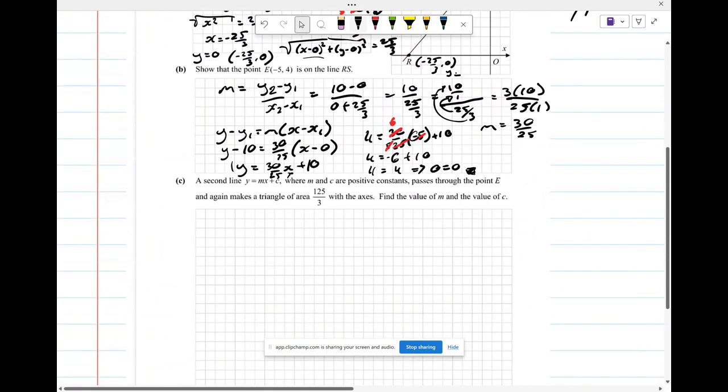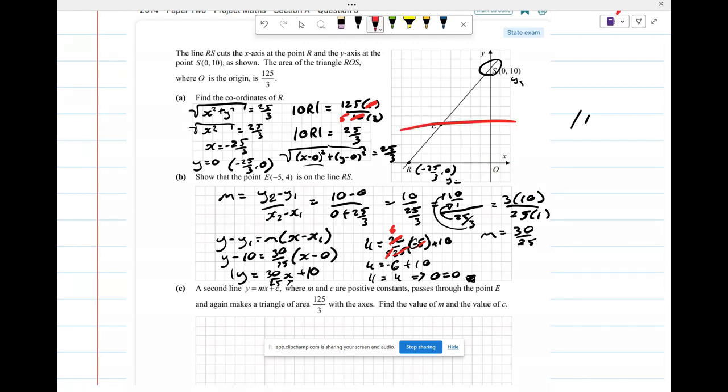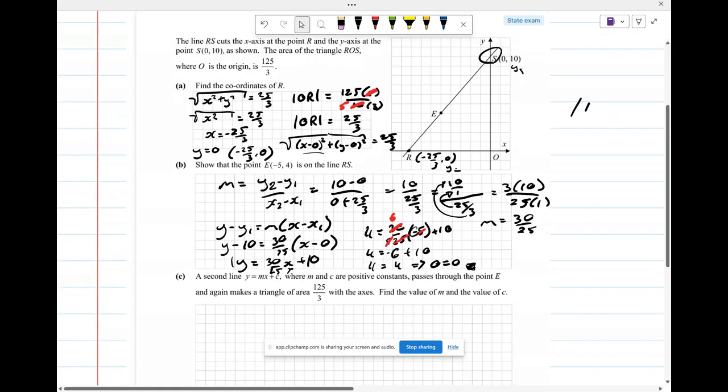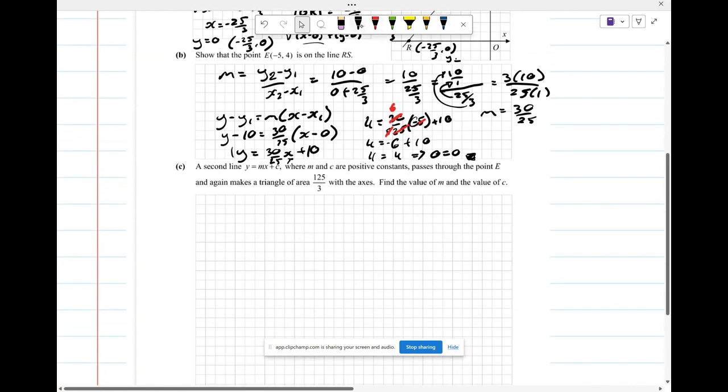So the last part was, I think, the part that gave you trouble, Sophia. It says a second line, y equals mx plus c, where m and c are positive constants, passes through the point E, and again makes a triangle of area 125 over 3 with the axes. Find the value of m and the value of c. Basically what this is going to look like is it'll probably pass through it that way, or some kind of way. It doesn't really matter what slope it is, as long as we know that E is on the line and the area, whatever it is, is going to be 125 over 3. So yeah, let's hop to it.